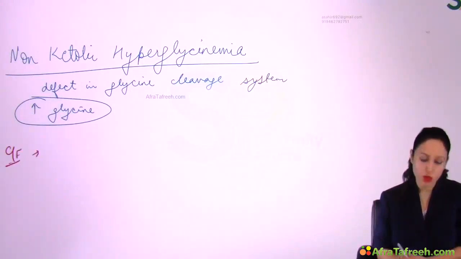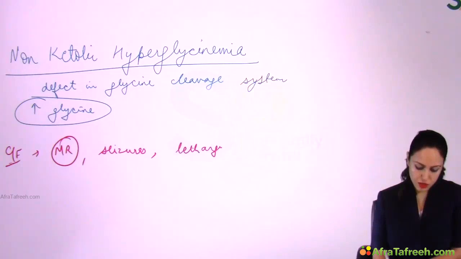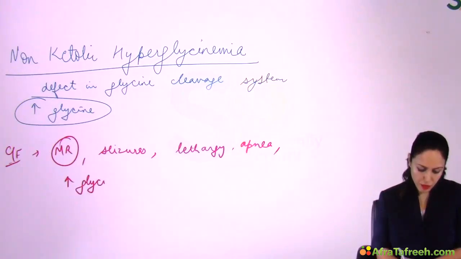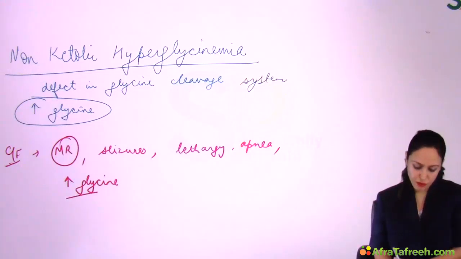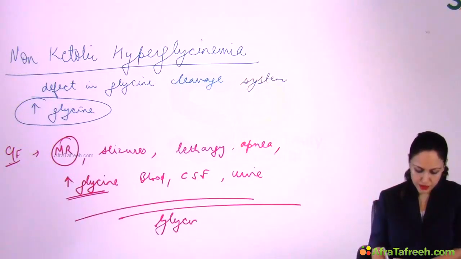Clinical features of these patients: these patients are mentally retarded. They have seizures, lethargy, apnea, increased glycine, abnormal high level of glycine found in blood, CSF, and also in urine. This is also known as glycine encephalopathy.